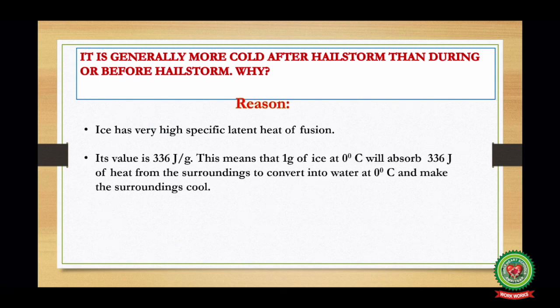Ice has a very high specific latent heat of fusion. The reason is this. And what is its value again? Its value is 336 joule per gram. Now what does it mean? 1 gram of ice, what will it do?